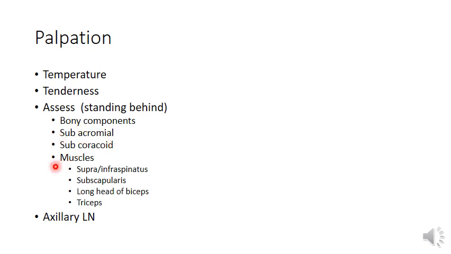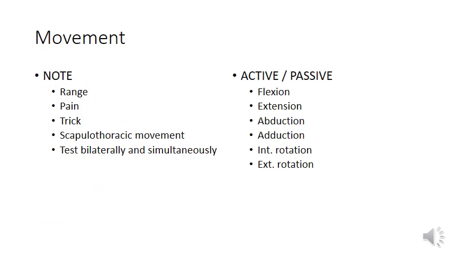Okay, and also palpate over the muscles of supraspinatus and infraspinatus, that is above and below the spine of the scapula, the subscapularis, in the anterior aspects, and the long head of triceps and biceps. So don't forget to rule out any muscular pain. And another important thing is don't miss the axillary lymph node examination because this might reveal any cancer which can be present. The next one is the movement.